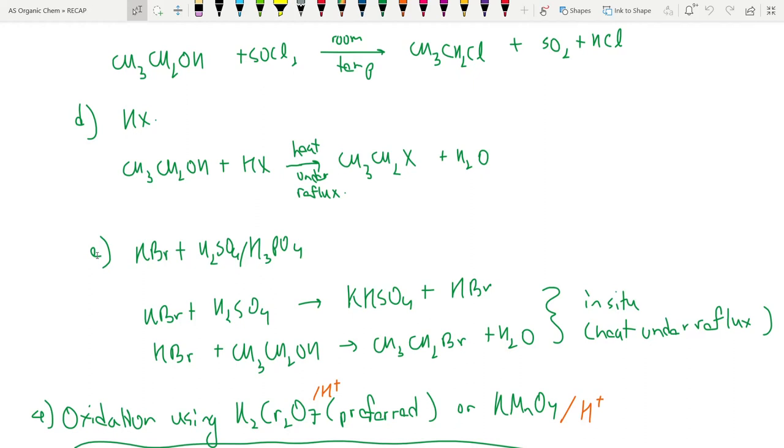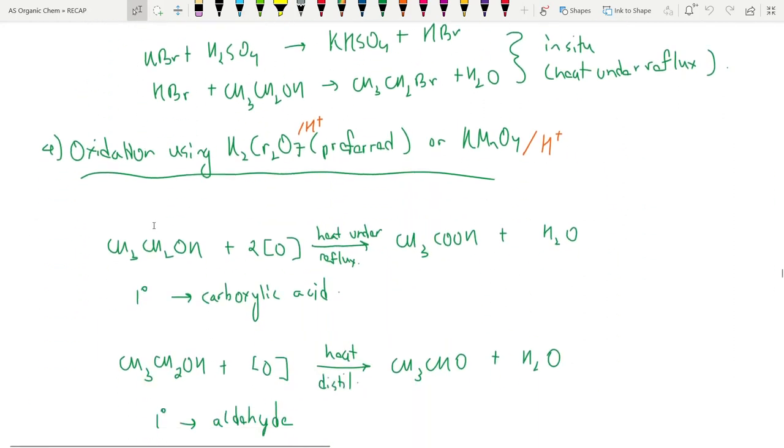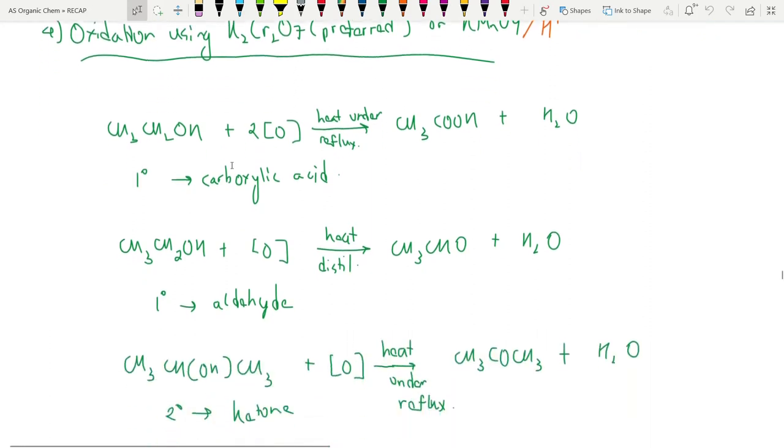So we need to make it inside the container and then react it. Typically, we heat under reflux when the temperature at which the reaction occurs is higher than the boiling points of any one of the reagents. So we can also oxidize alcohols using K2Cr2O7, acidified K2Cr2O7, which is preferred, or acidified KMnO4. Primary alcohols are oxidized to carboxylic acids if they are heated under reflux for some time. They can also be oxidized to aldehydes. Basically, the route is like this: primary alcohols are oxidized to aldehydes followed by carboxylic acids. So you can get the aldehyde if you heat it and distill it almost immediately. So distillation needs to take place almost immediately.